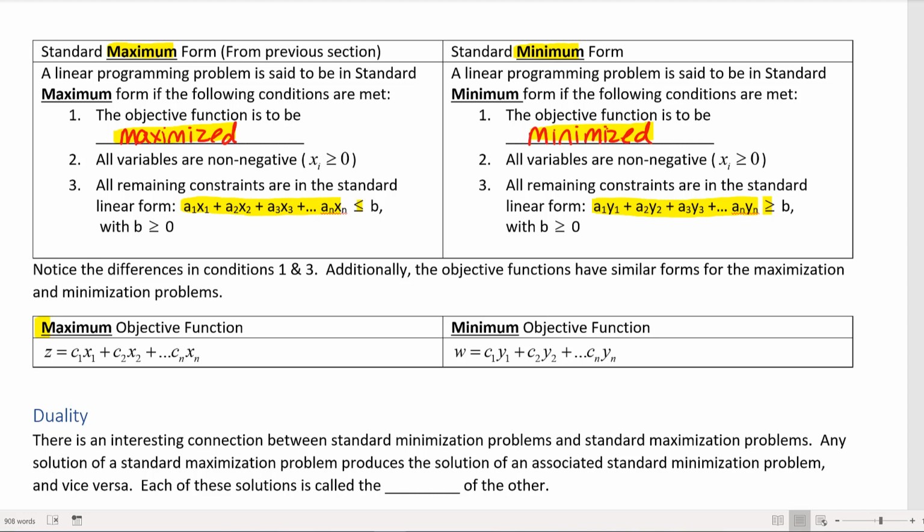Additionally, their objective functions have similar forms for the maximization and the minimization problems. So for the maximization problems, in the past we've used z equals and then c sub 1, x sub 1 plus dot dot dot, any of the other values. Whereas in the minimum objective function, notice we're using w instead of z. And also we're using the variables y instead of x. So those are some of the differences between the standard maximum form and the standard minimum form.